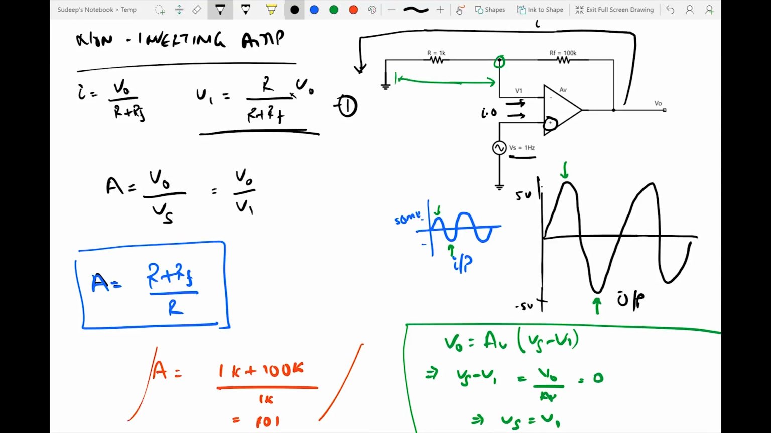So in the simulation circuit, we saw that our input signal, which is a sine wave, was being amplified approximately 101 times to give us an output signal which is non-inverted, of the same polarity as the input.